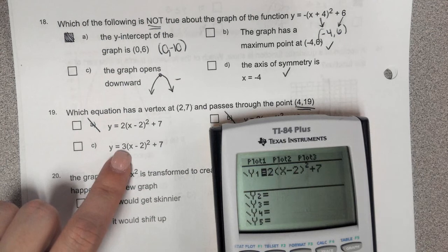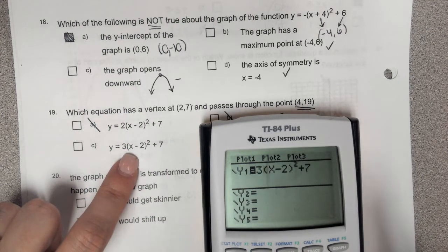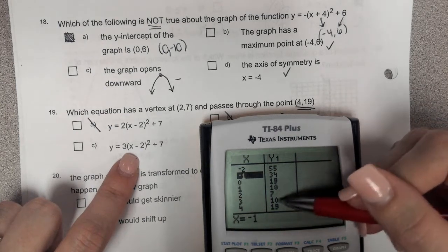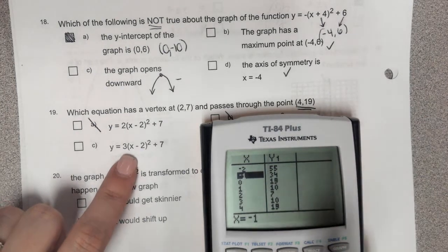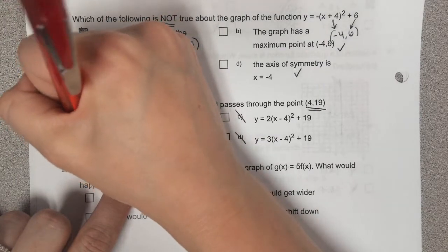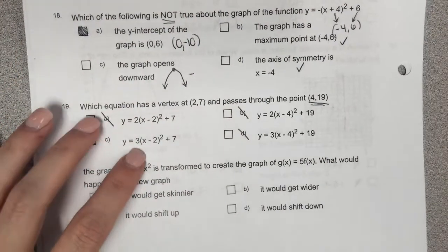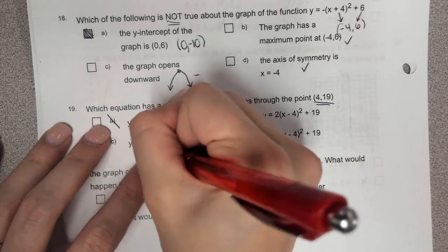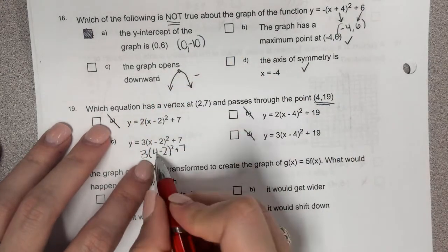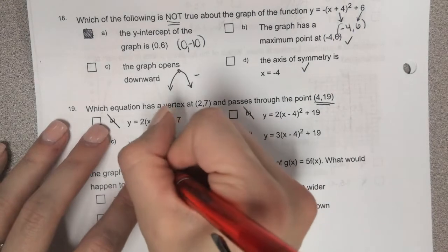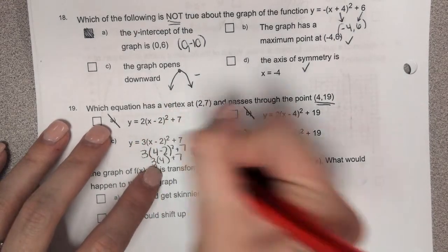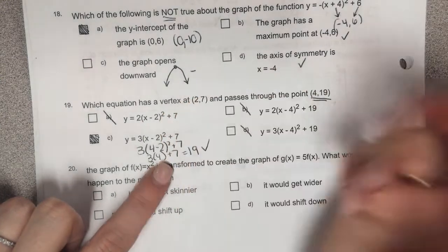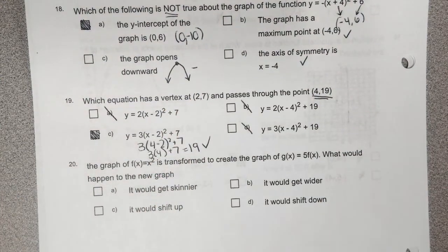Let's check. So in this one, this is the same, except it's got a leading 3. So in the middle of my rainbow is 2, 7, and yes, that does have 4, 19 as a point. If I was to do it by hand, instead of x, we're putting 4. 4 minus 2 is 2, and 2 squared is 4, so 3 times 4 plus 7. 3 times 4 is 12, plus 7 equals 19. So yes, that does work.